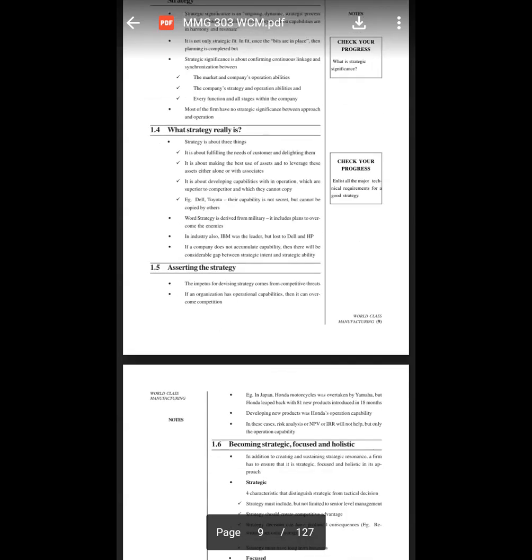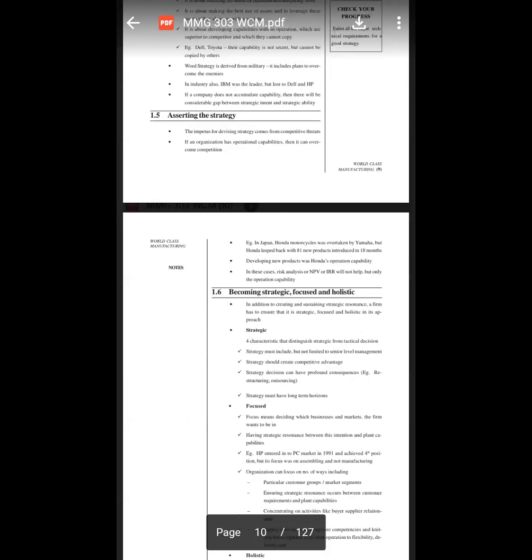Now there are other examples also. Take the example of IBM. In the industry also, IBM was a leader but lost to Dell and HP. HP and Dell are the biggest competitors at this stage, right? The word strategy is derived from the military. It includes plans to overcome the enemies. Definitely, the strategy concept occurred when military wars took place, in the First World War and Second World War. At that time, this concept occurred.